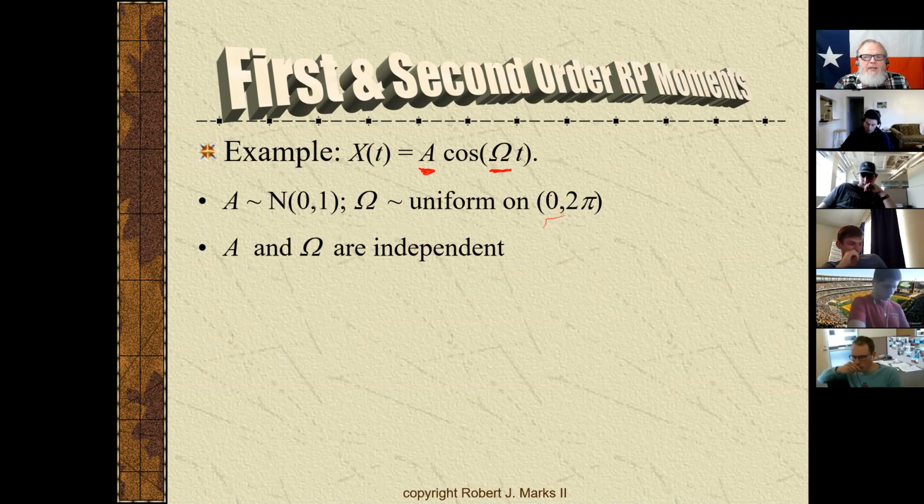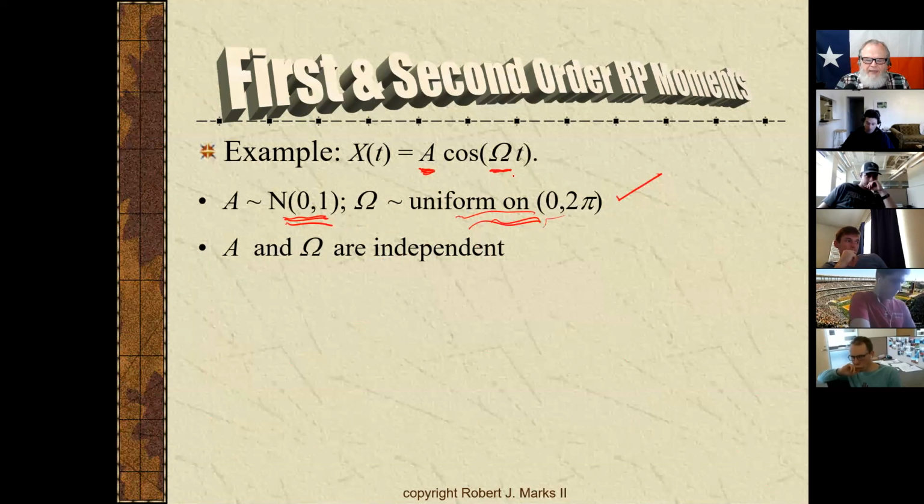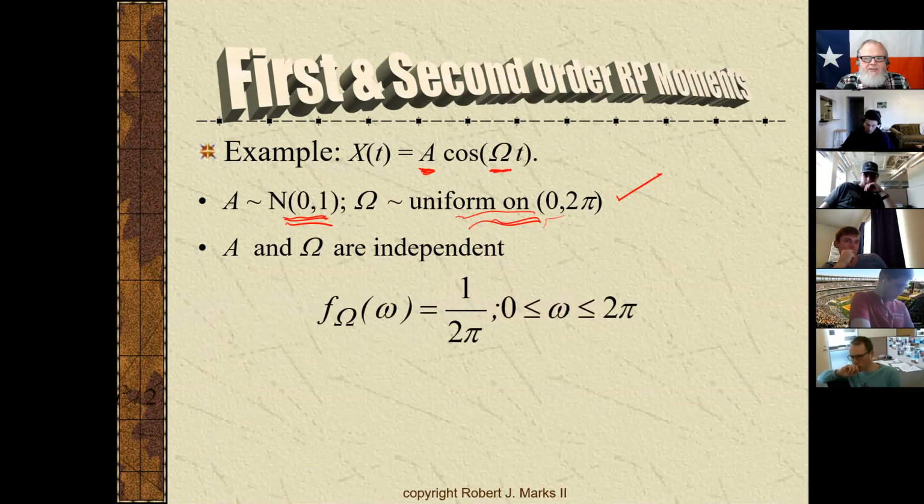So we will assume that the amplitude is normal on 0 to 1, and that sigma, which is the frequency, is uniform on 0 to 2 pi. So that's the assumption we make, and we're going to make the assumption that A and sigma are independent. So therefore, we're going to have a bunch of realizations of these.